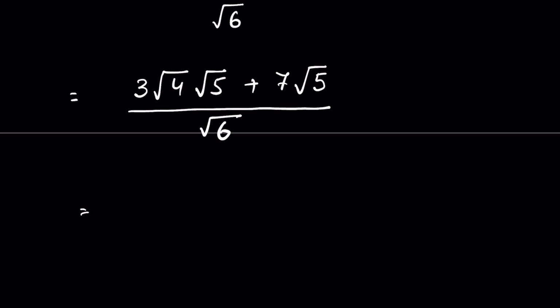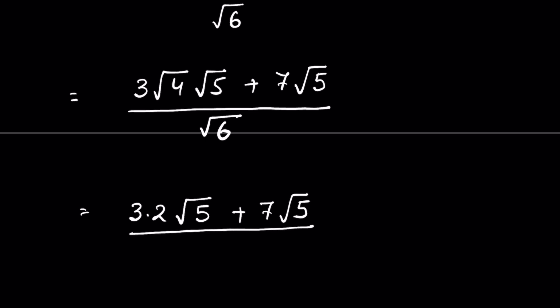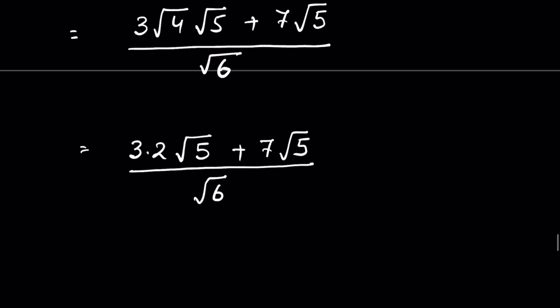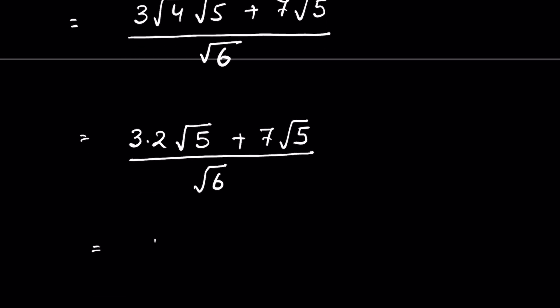Now square root of 4 is 2, so this is 3 times 2 times square root of 5 plus 7 times square root of 5 upon square root of 6. 3 times 2 is 6, so this is 6 times square root of 5 plus 7 times square root of 5 upon square root of 6.